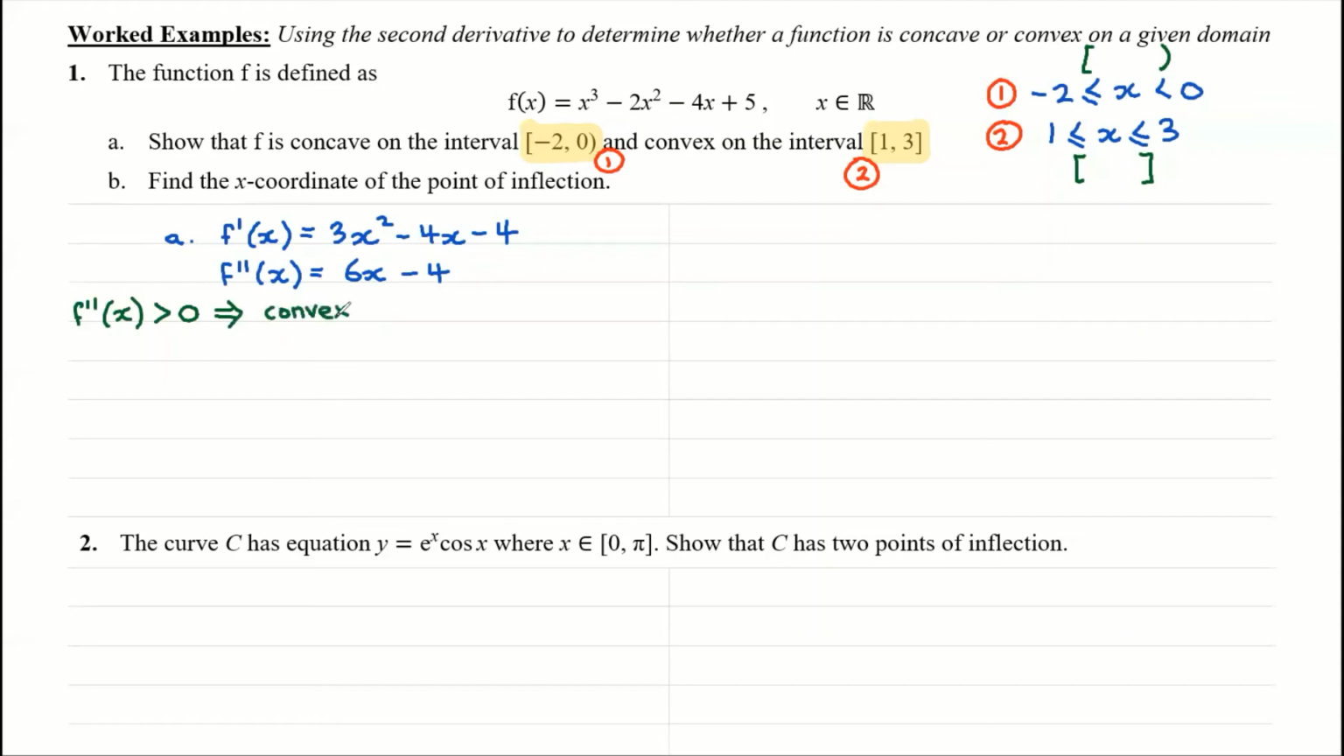Okay, and conversely, if we have a strictly negative second derivative, this means that we have a concave function. Okay, so that's 2 important pieces of information there. Right, now we know that, we can deduce what's going on with our second derivative. Now, the second derivative, as luck would have it, is a really nice, simple, straight line graph.